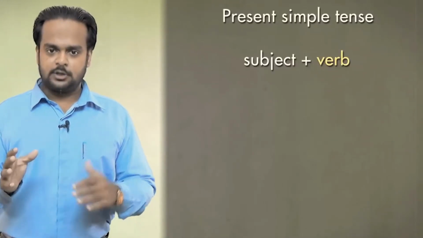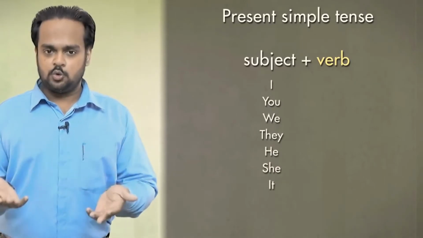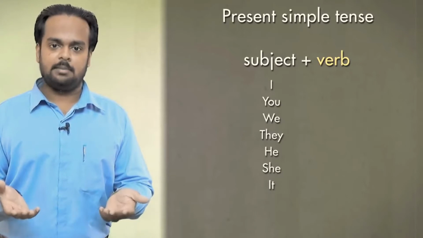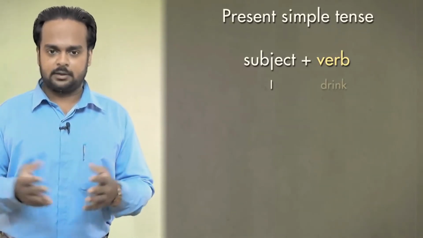Alright, well first, what is the present simple tense? Well, quite simply, it's the most basic tense in English, and it's the first tense that you will learn in any English course that you take. It's very easy. You just take a subject and you add a verb. A subject is a word like I, you, we, they, he, she, it, or a name like Mike or Emma. Let's take I for now. And let's add a verb, say drink.